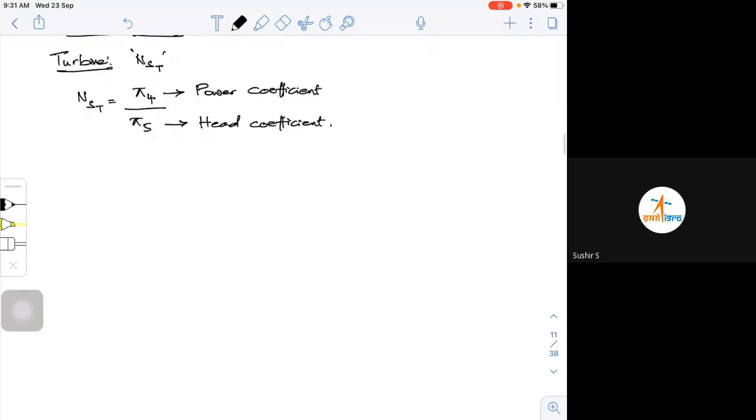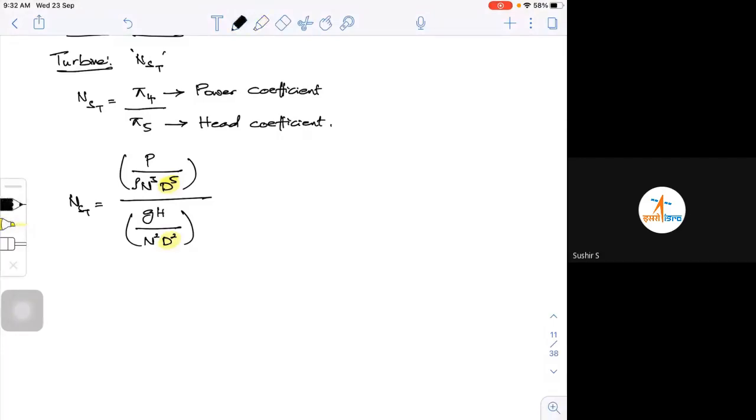So what is this actually? Your power coefficient I can write as P divided by rho n cube d to the power of 5, divided by your head coefficient, which is gH divided by n square d square. This is what I have, and this is equal to NST. Now here, I need to eliminate this D.